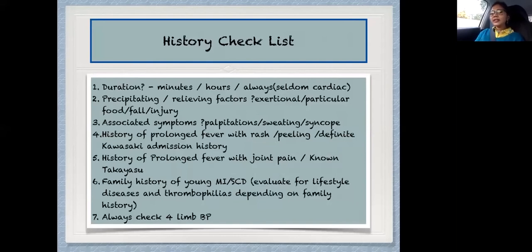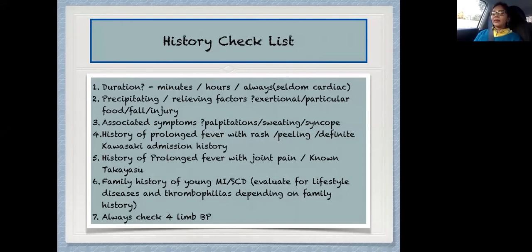So here is a history checklist for chest pain. You have to ask about duration, whether it was minutes or hours, or it is permanent. Sometimes they say that it is always there, which is seldom cardiac, I would say. We can say never, but only seldom. You have to ask about precipitating and relieving factors, whether it is exertional, or related to any particular food, or whether there was any history of injury. You have to ask about associated symptoms. Do they have palpitations, sweating, or syncope associated with it?